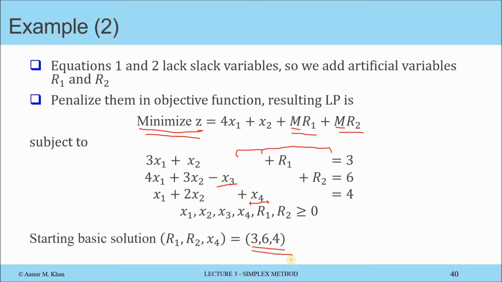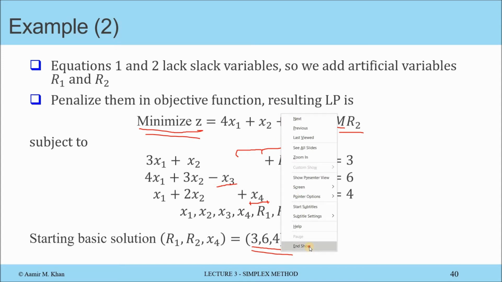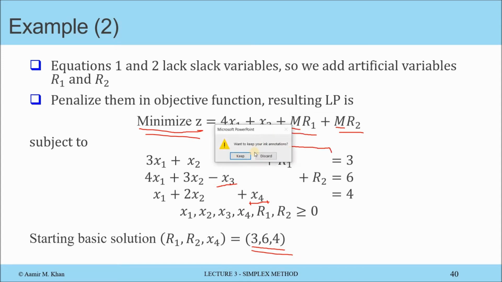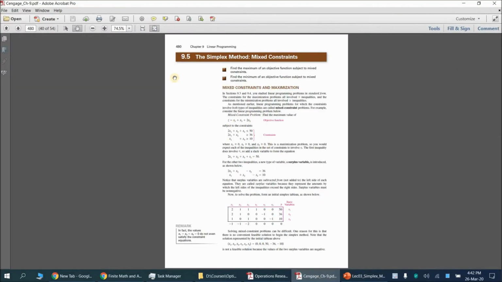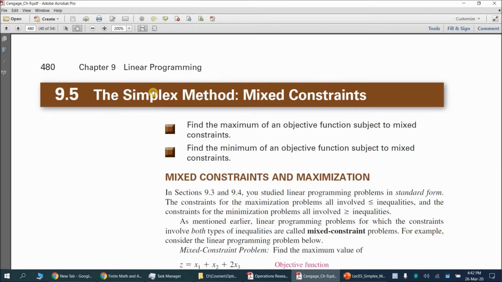I will give you one more example, and that will help you to understand. Let me go to the book. If you remember the book I shared in the previous lecture, go back to that book, where I have an example. I did not discuss this topic yesterday in the last lecture: 9.5, the mixed constraints. This is the problem of mixed constraints we study today. We will try to find the maximum of an objective function subject to mixed constraints.